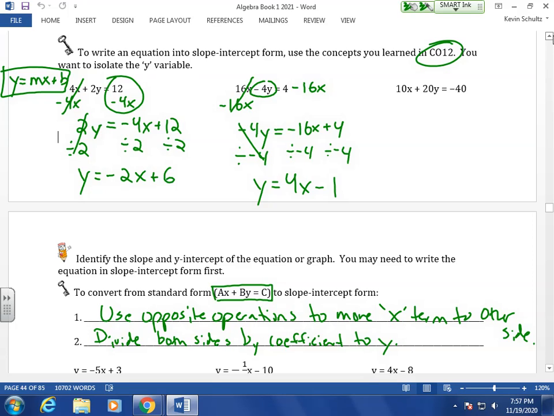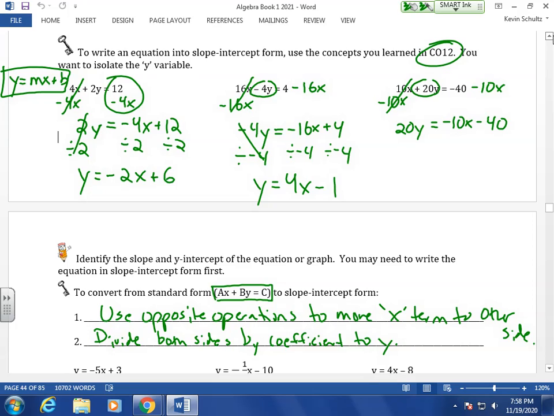Last one, positive 10x plus 20y equals negative 40. Subtract 10x from both sides. On the left, they cancel out. I'm left with a positive 20y. That sign comes with it. And then instead of writing negative 40 minus 10x, I'm going to put that x term first, negative 10x minus 40. Just switch them around. Keep their signs. Switch them around.